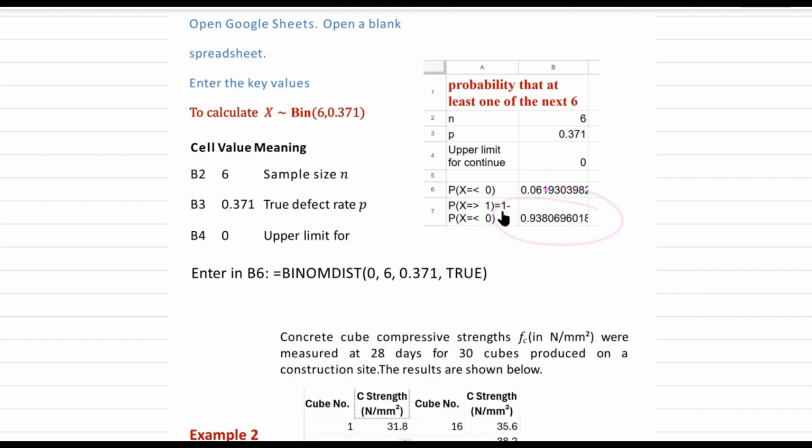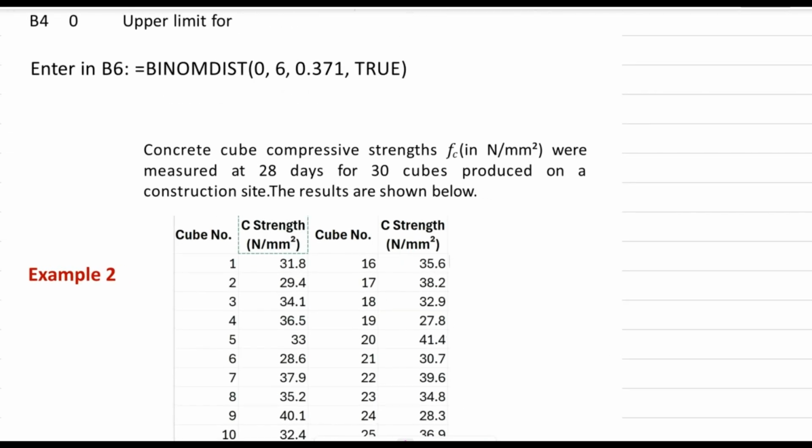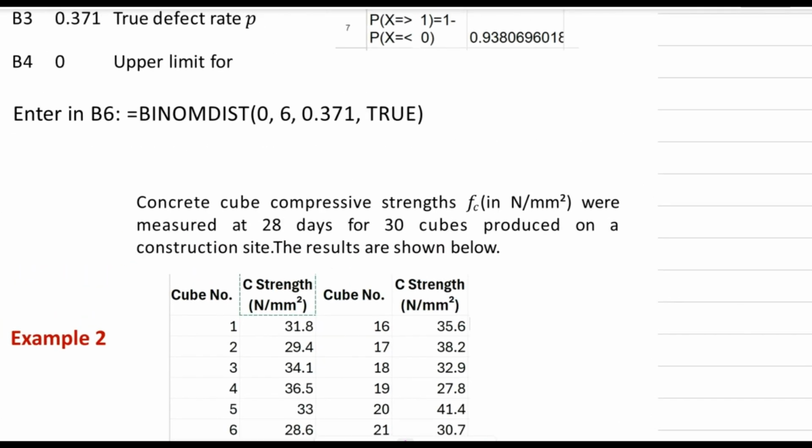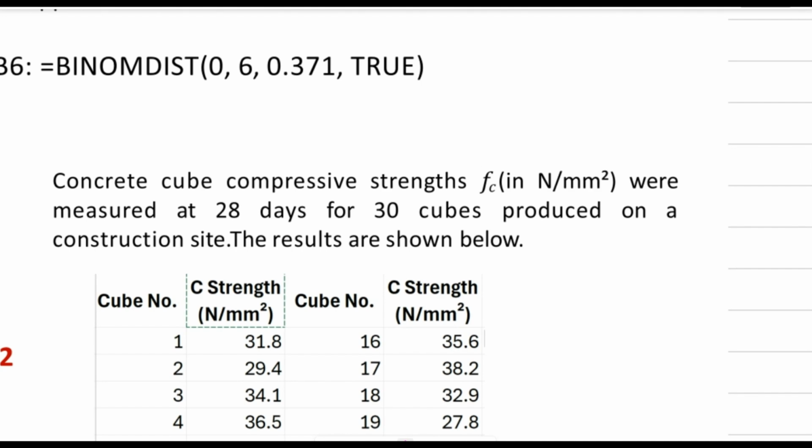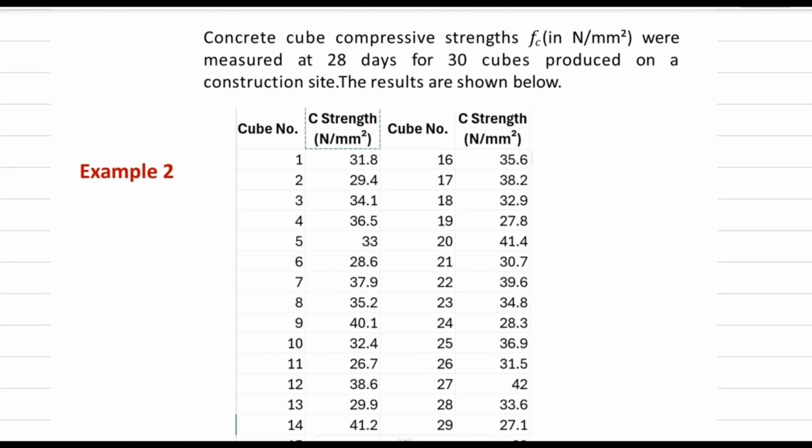Another example. Look at this one here. You have this data. Concrete cube compressive strengths were measured at 28 days for 30 cubes. So this is the total number here, 30 cubes produced on a construction site. The results are shown below. So these are the values here.